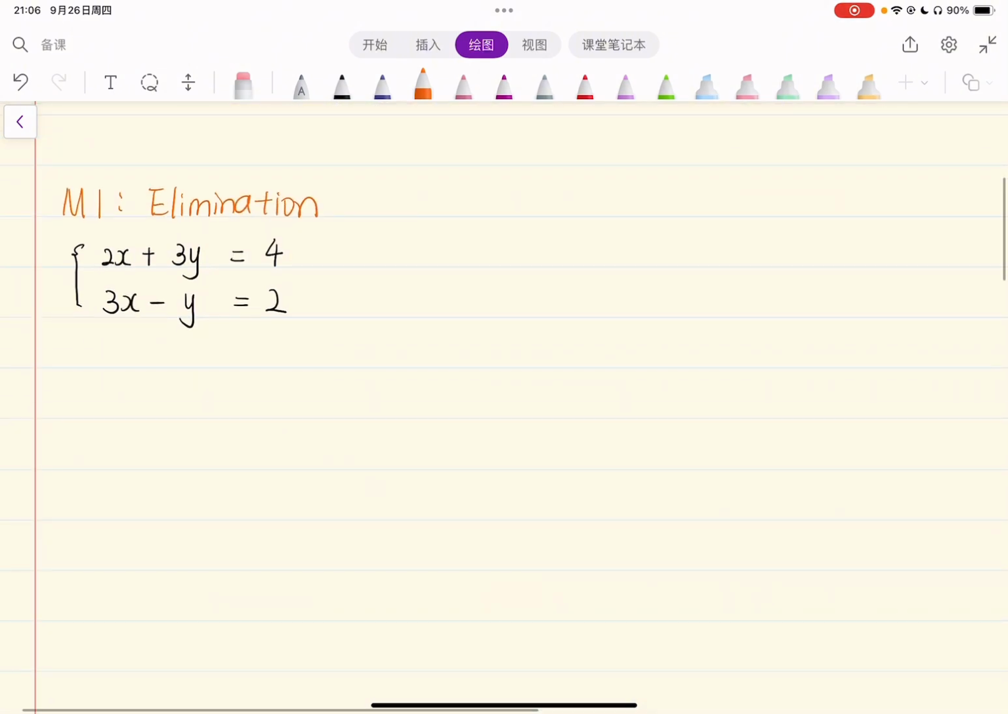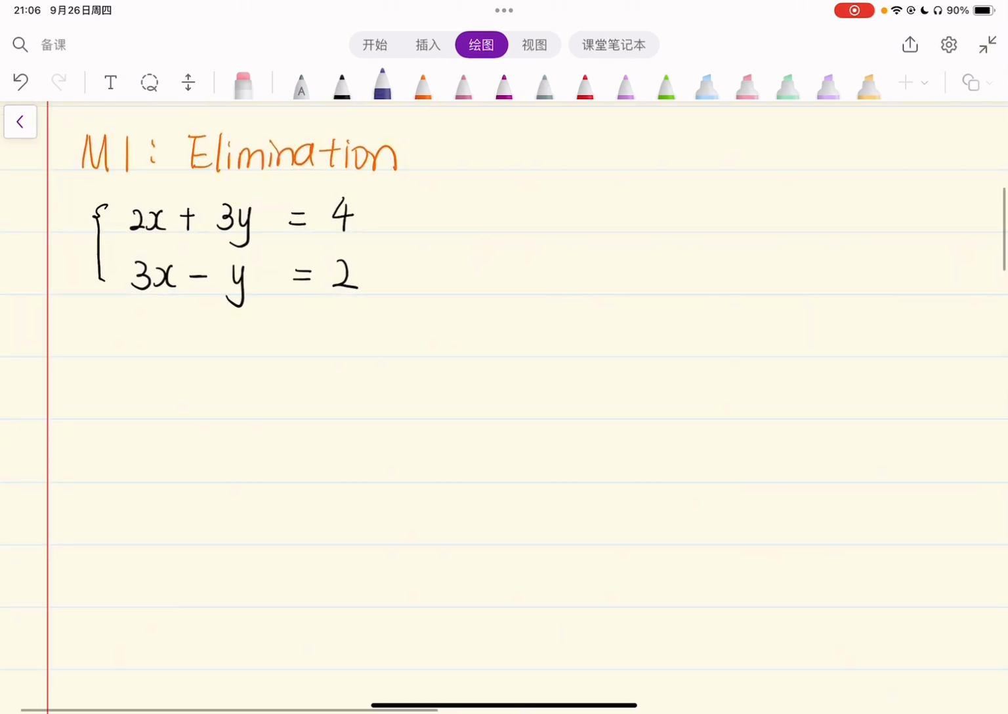Here is an example. We want to solve this pair of equations. Equation 1 is 2x plus 3y equals 4, and the second equation is 3x minus y equals 2. What we want to do here is, I don't like y, so I want to delete it, I want y to disappear. So how do we do that?